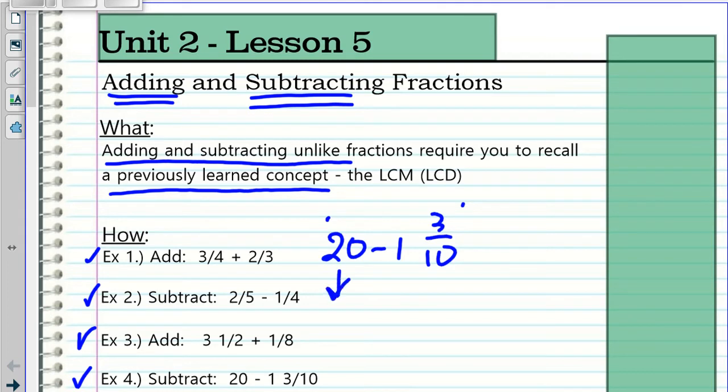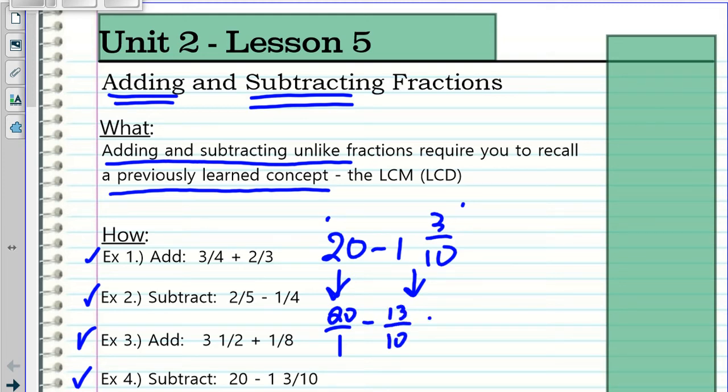So, one, rewrite this as a fraction. Now, what's 20 as a fraction? Yeah, 20 over 1. That's what that is. And then now, I'm gonna convert this too. So I'm gonna convert 1 3/10 into an improper fraction. What would that be? That's right, 13/10, right?